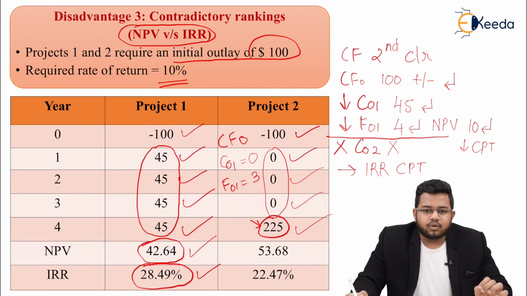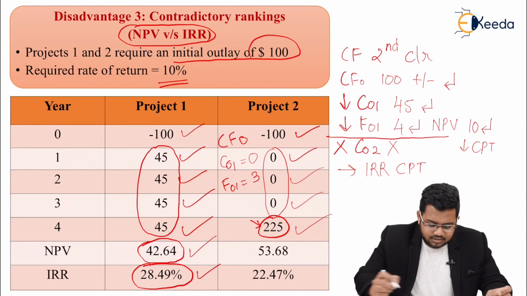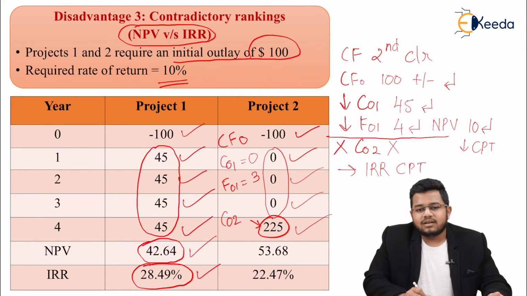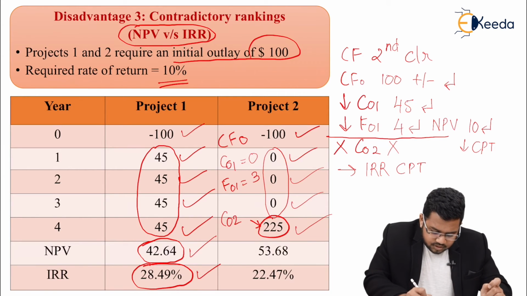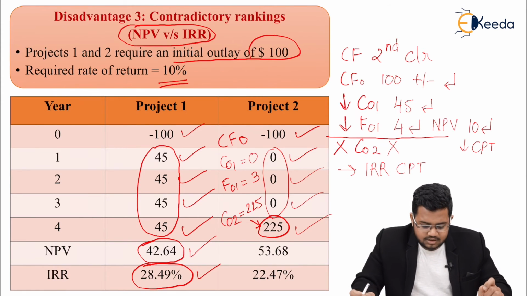C02 and not 4. Whenever you write C01 equal to 0 and then you enter frequency as 3, the calculator is smart enough to consider the zeros as C01, C02, C03. So now whenever you insert C02, the next cash flow is automatically the fourth cash flow in the mind of the calculator. So C02 is equal to 225. Don't make a mistake here, don't take C04, it is C02.